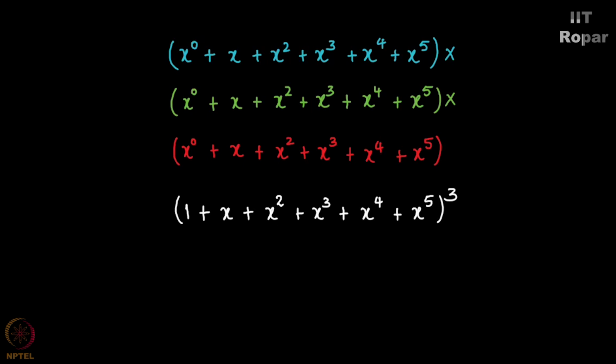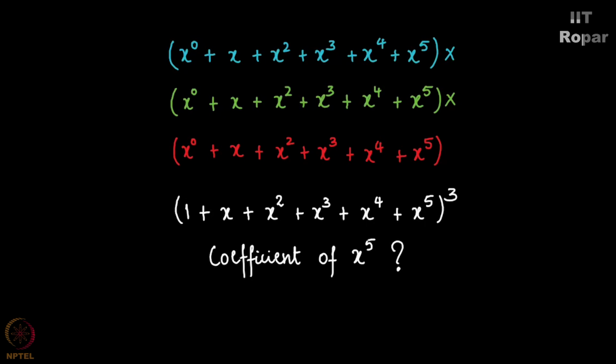So 1 plus x plus x square plus x cube plus x to the 4 plus x to the 5, whole cube. You have to expand this and check the coefficient of x to the 5 in the expansion, right? Now, the coefficient of x to the 5 will give you the answer for the number of ways in which you can pick 5 balls without any constraint. This is along the same lines as the previous question.